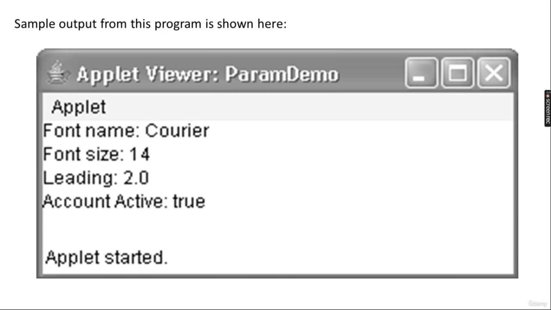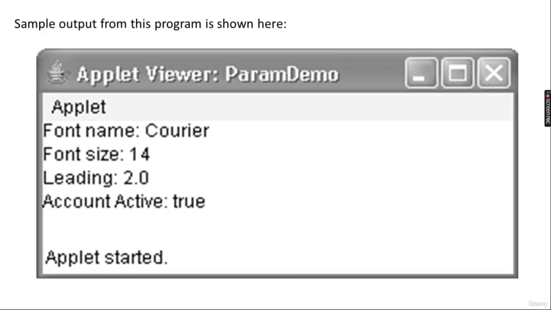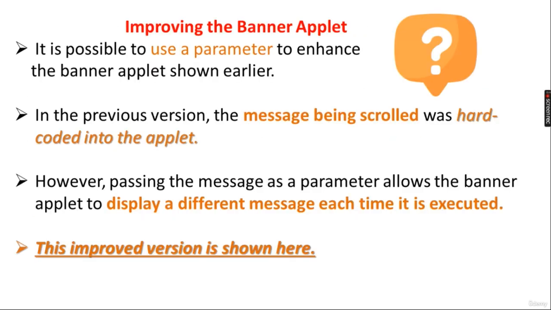This is the output of the parameters we have got, and we have cast them to a particular type. Okay, you should test the return values from getParameter. If a parameter is not available, it will return null, and also conversions will be cast to a particular type. Otherwise, it will give you a NumberFormatException. Uncaught exceptions should never occur. You should be careful about it.